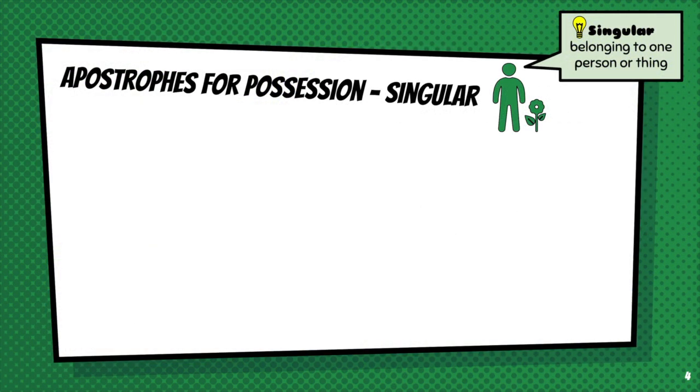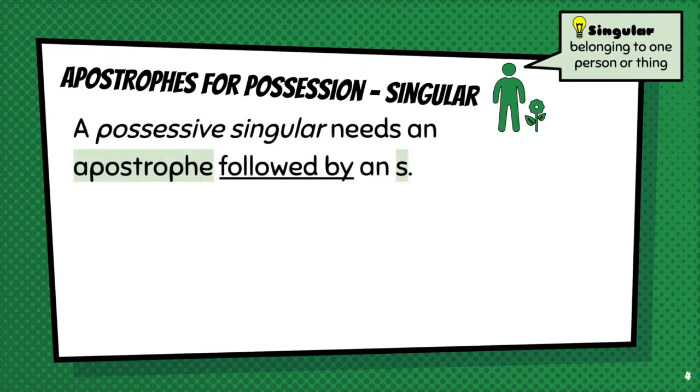So we're going to start with apostrophes for possession, ownership of something, and we're going to start with the singular, which is one single person or thing. In this case, one single person or thing who owns something. So what we need to do is take our person or thing that we want to show owns something, and add an apostrophe and then an S to the end of that word.